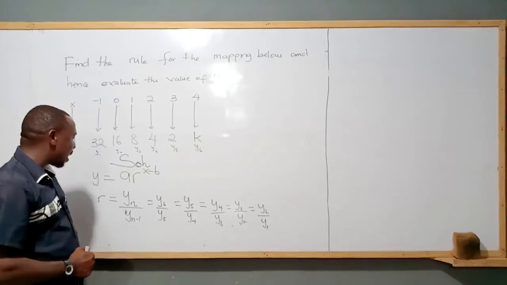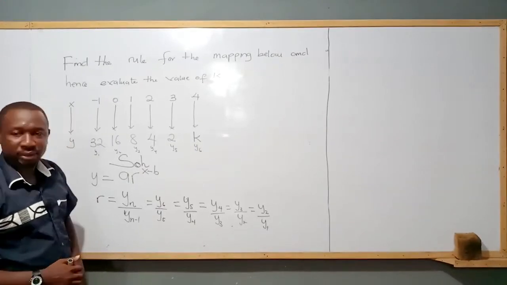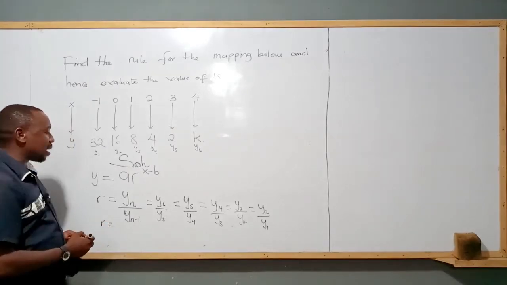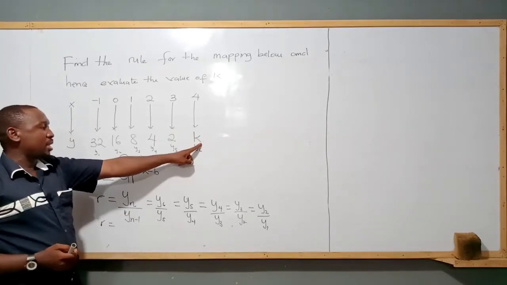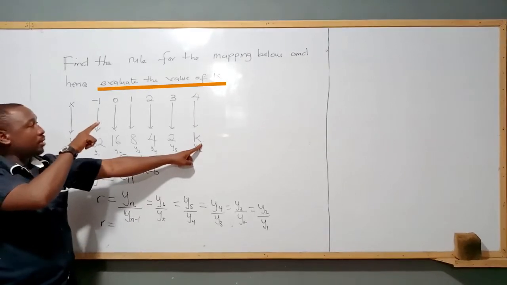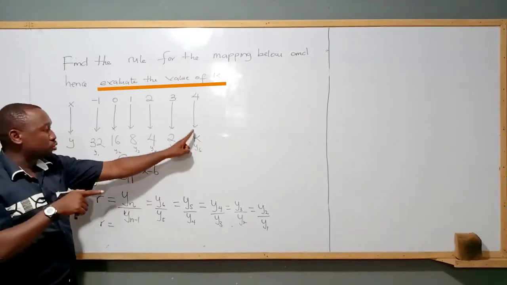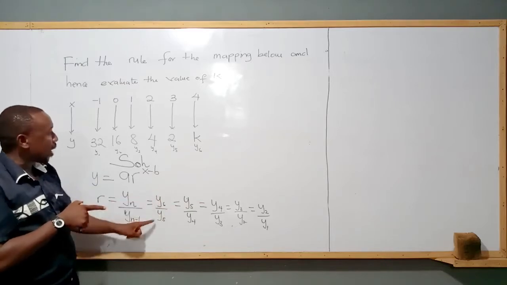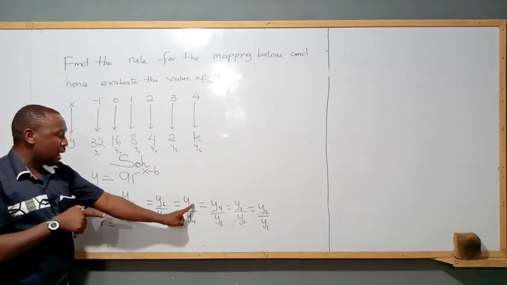So let's check whether truly this is an exponential mapping. R is equal to, there is a problem here because the question says we should evaluate the value of k. So we can't use k here to be part of the testing. So let's leave y6, y5 out, and let's go to y5, y4.